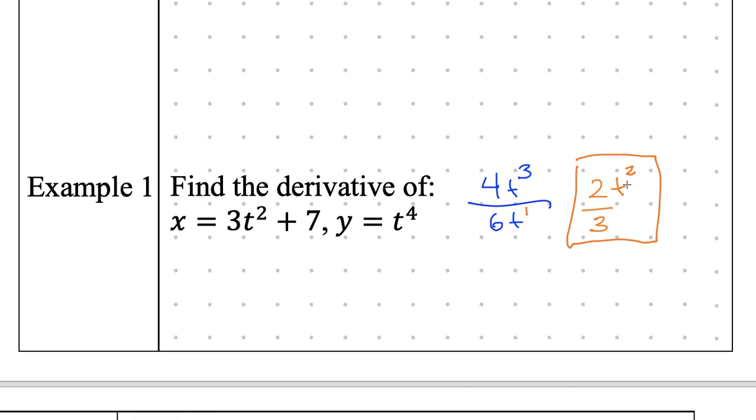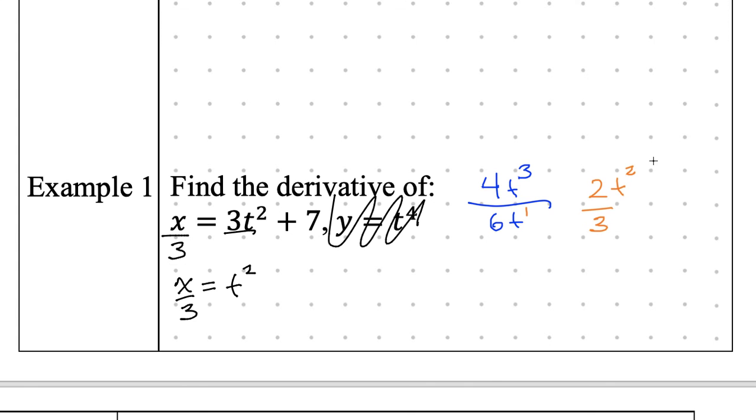And I might have jumped the gun, because isn't that in terms of t? Shouldn't we have an x in there? So how could we get an x? It's already done. Let's divide both sides by 3 and check out what happens. T squared is x over 3. I'm trying to get an x, that's why I'm not manipulating the y at all. I want this in terms of x.